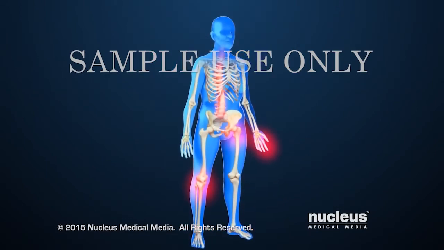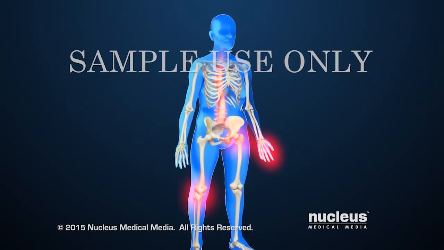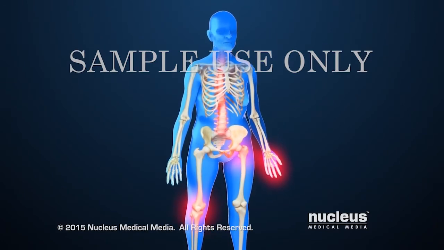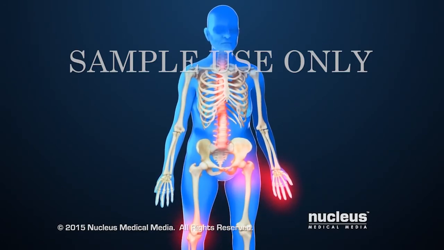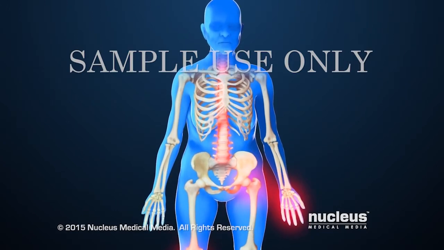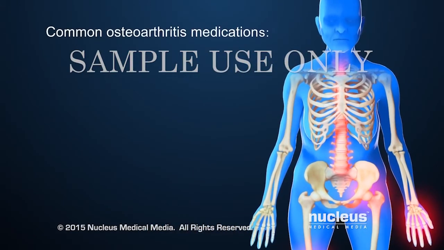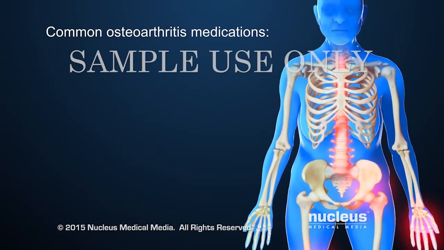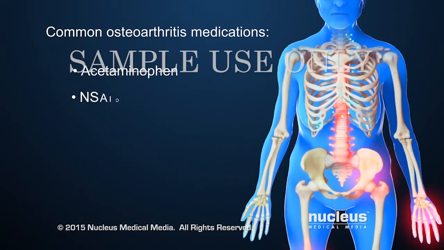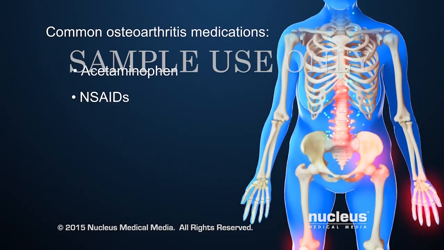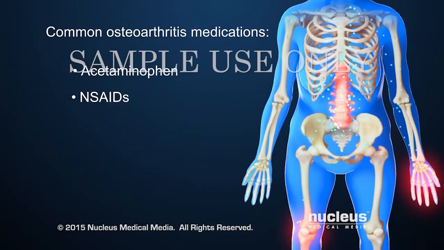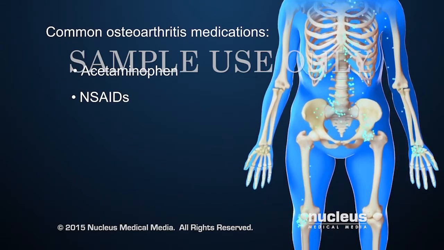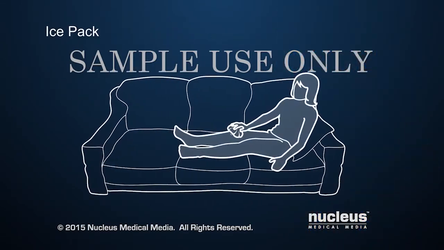There is no cure for osteoarthritis, but a combination of treatment options control the symptoms. For example, medications can reduce joint inflammation and pain. Common medications include acetaminophen and non-steroidal anti-inflammatory drugs, or NSAIDs. An ice pack may also reduce joint pain.